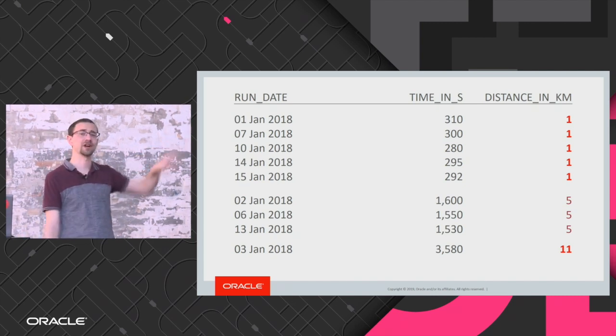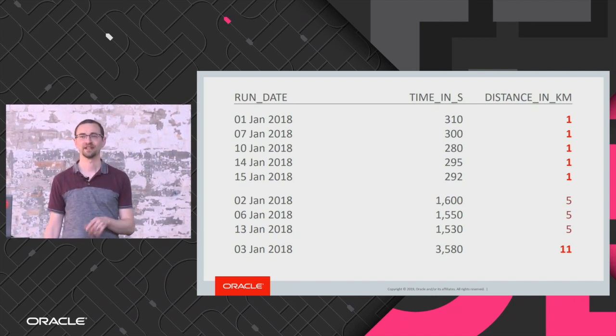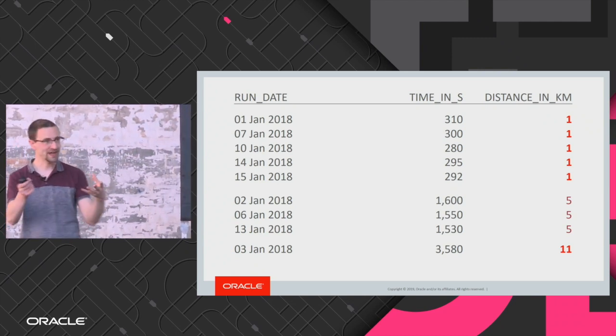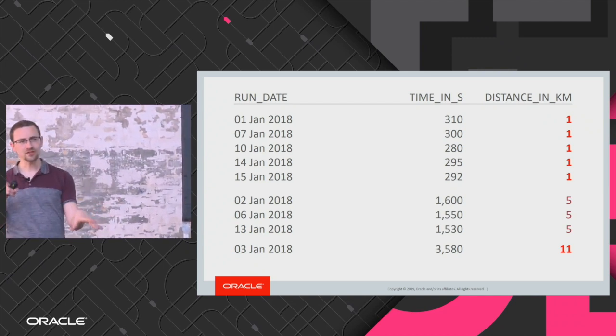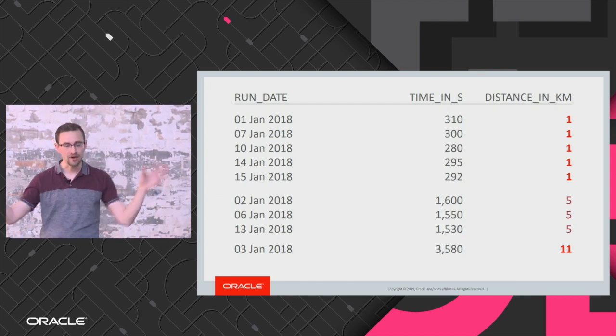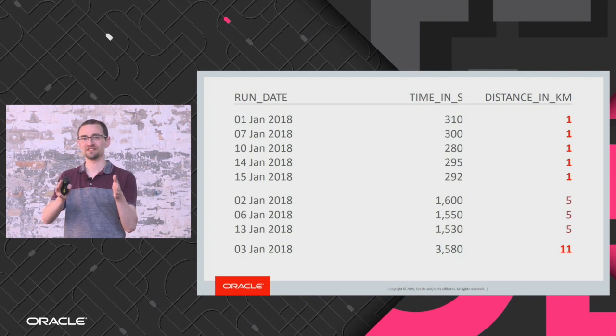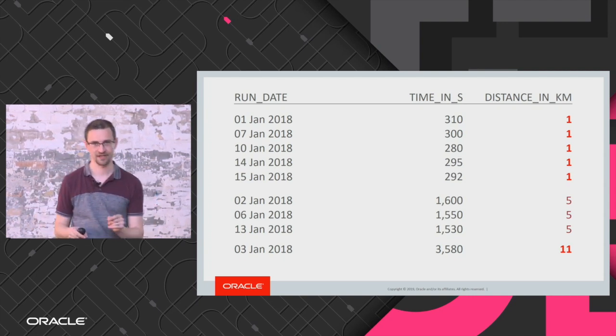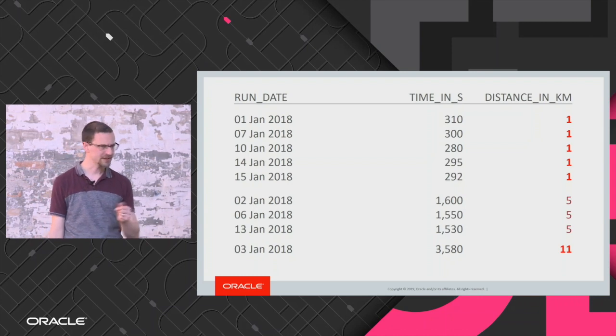So really, I want to carve up my data set like this. Now in this instance, I could just sort by distance and then by date, and put that in my order by. But again, that's not strictly speaking correct. What I actually want to do is only compare 1K runs against other 1K runs, only compare 5K runs against other 5K runs, and so on. So how do we do this?